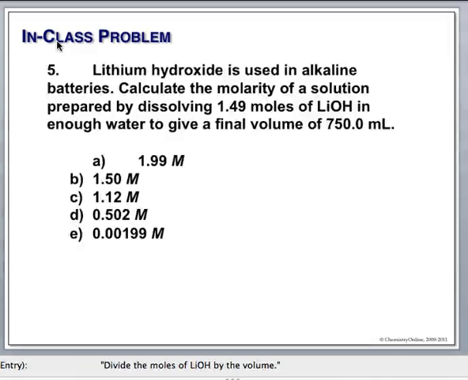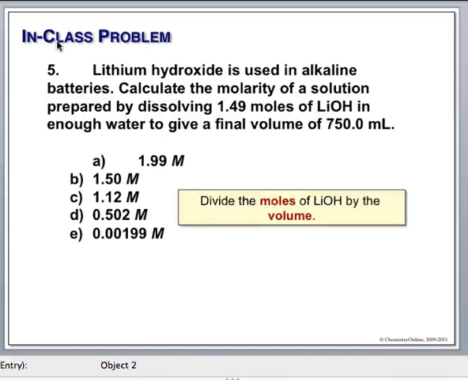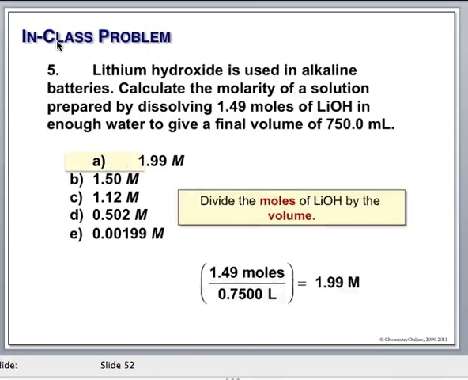Here we're dissolving 1.5 moles of lithium hydroxide in 750 mL. Oh my gosh, I hope there's a lot of these, right? We know moles. We know volume. We can calculate molarity. Divide moles by our volume. Remember, the volume must be in liters. And gee, not surprisingly, it's 1.99.